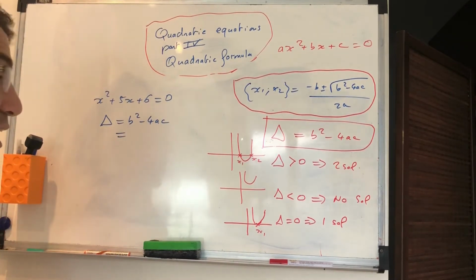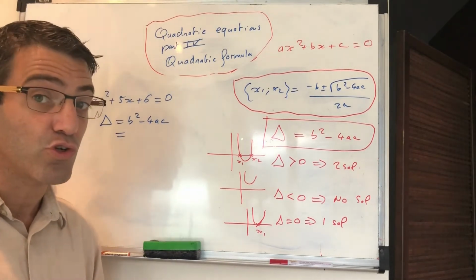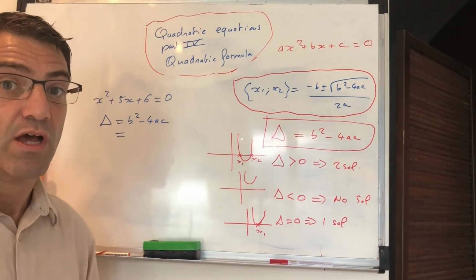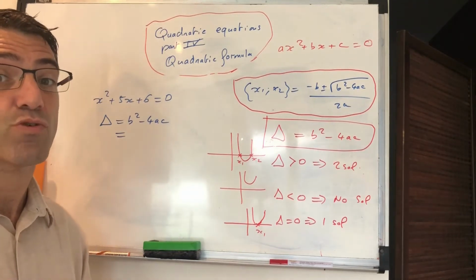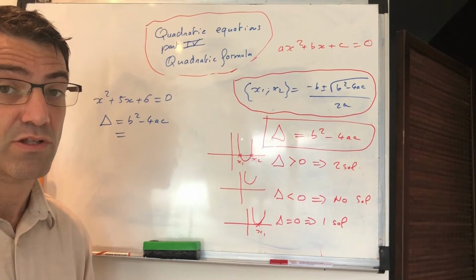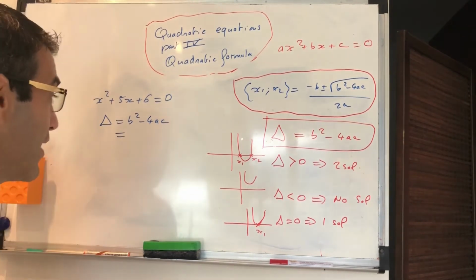We want to know if we have one solution, if we have two solutions, if we have three solutions. Oh, well, we can't have three. If we have one solution, two solutions, or just 0 solutions. So these are the three scenarios that we can have.